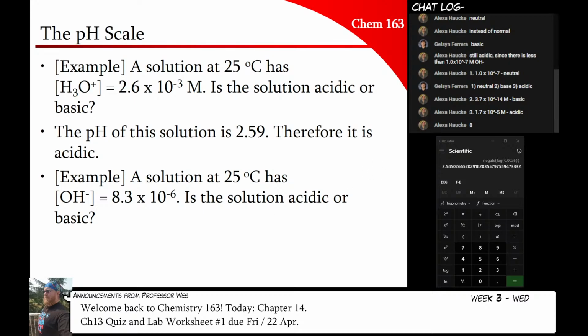Now, I'm going to cheat really quickly. I kind of want to talk about pOH. I just don't know when that's introduced. Two slides away. Okay. We'll get to that in a second then.